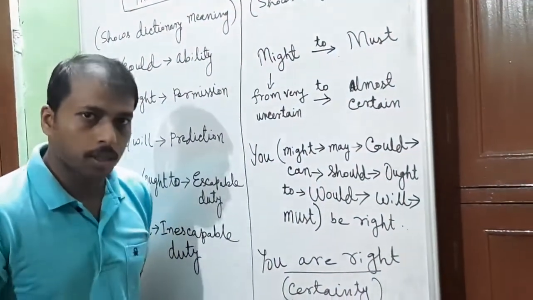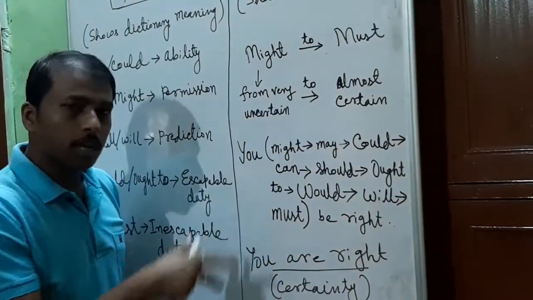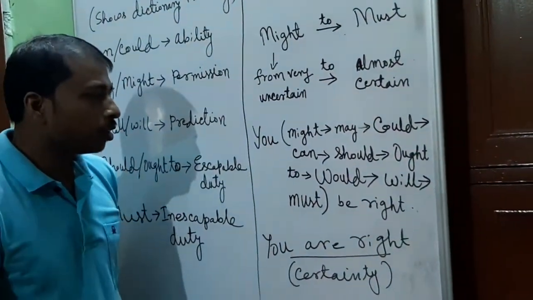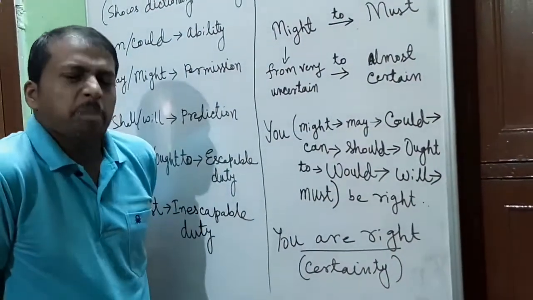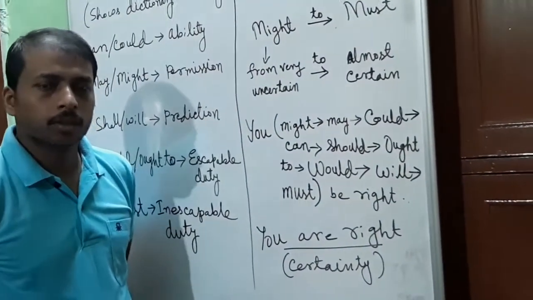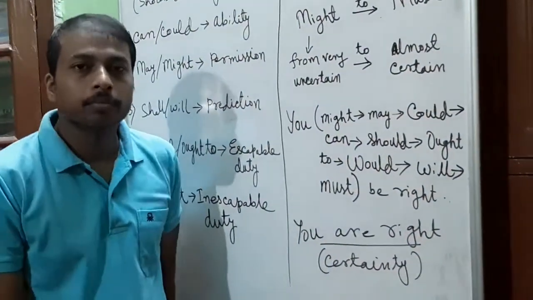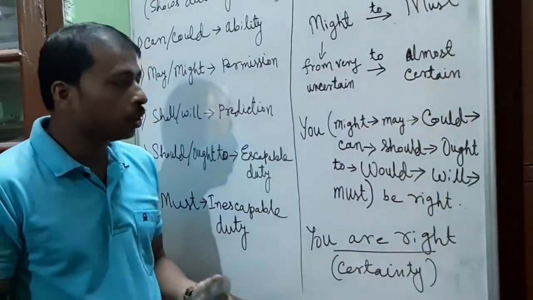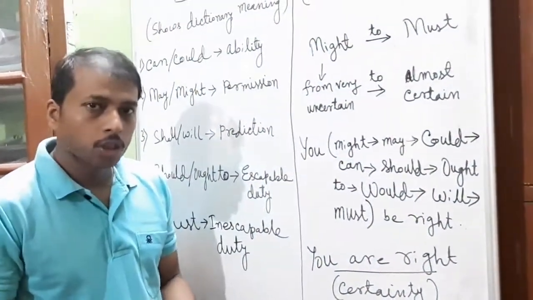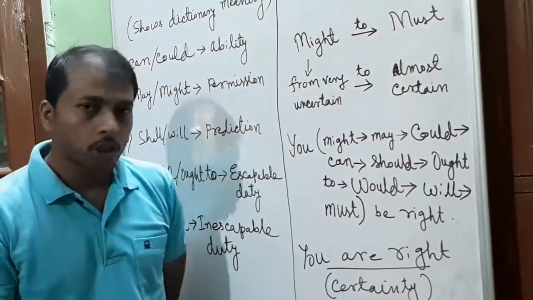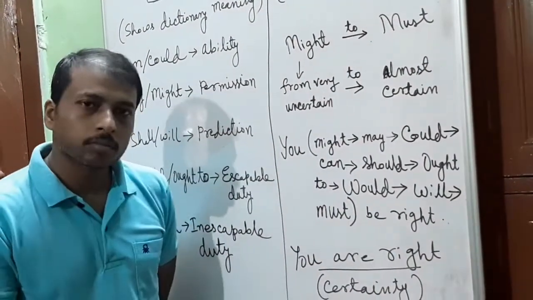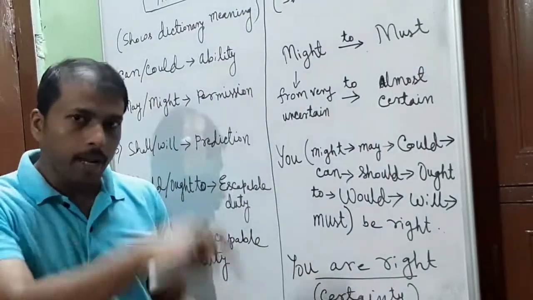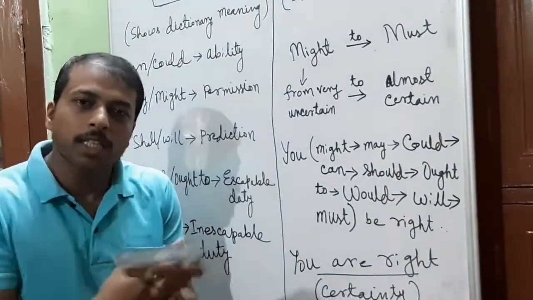That is not to be there. So how will we get the difference? Now see, I will change the intonation. You might be right. You may be right. You can be right. You could be right. You should be right. You ought to be right. You would be right. You will be right. You must be right.